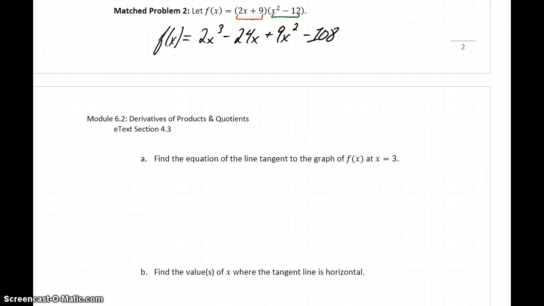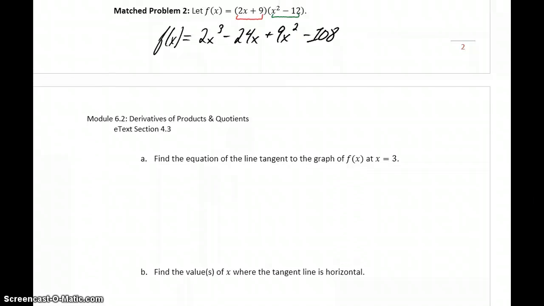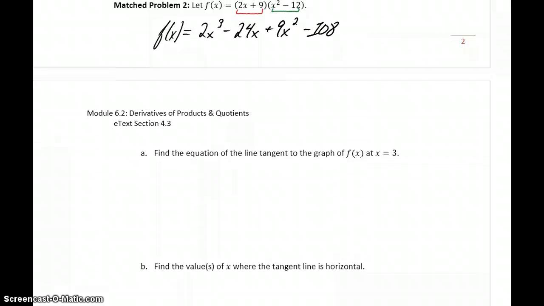So in part A, we want to find the equation of the line tangent to the graph of f of x at x equals 3. So the first thing we need is the derivative of our given function. So using this simplified form of that function, we can take the derivative and come up with 6x squared minus 24 plus 18x. So that's our derivative function.